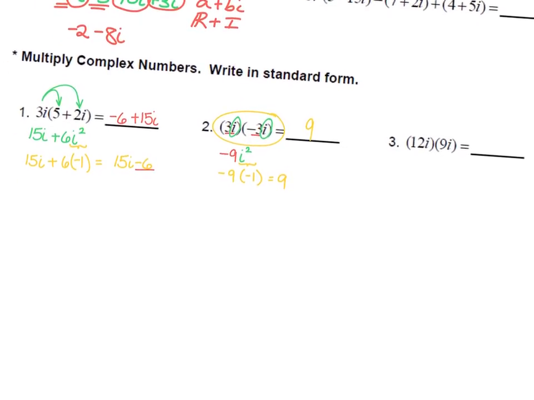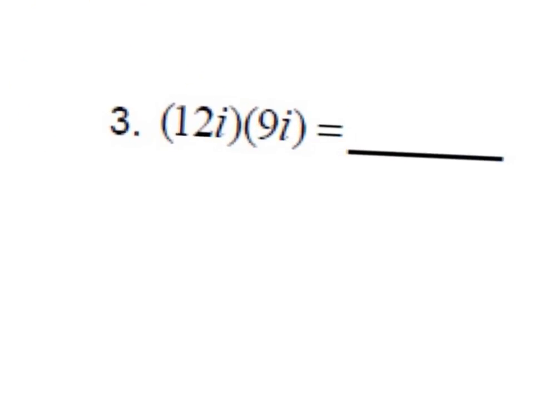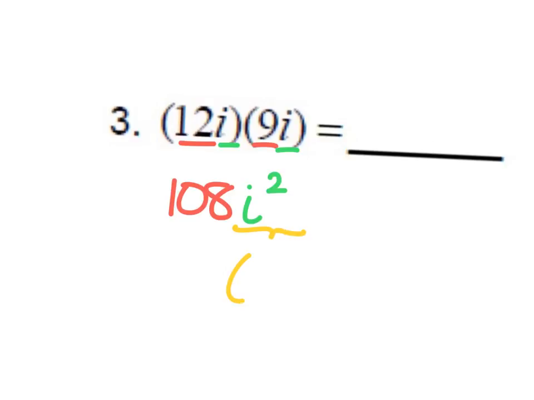So last one. Multiply your real parts, right? 12 times 9 is 108. i times i is i squared. But i squared is negative 1. So I have 108 times negative 1, which is negative 108.